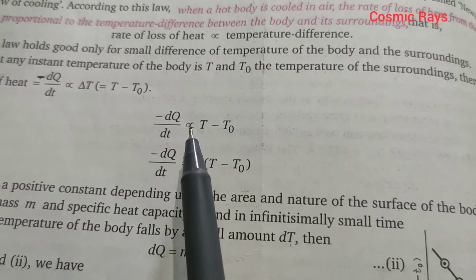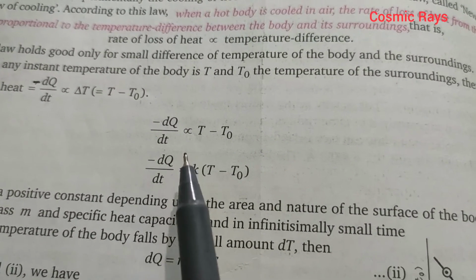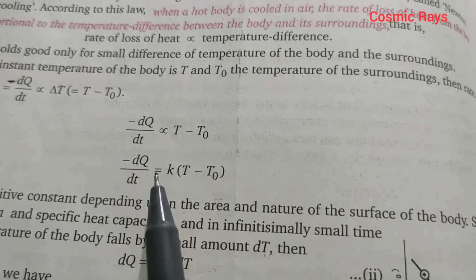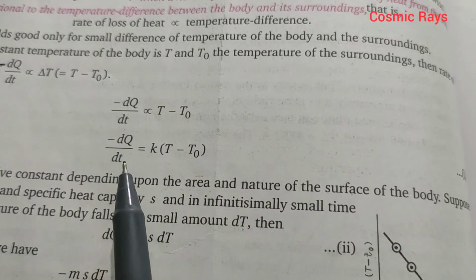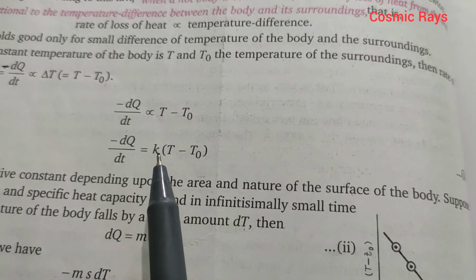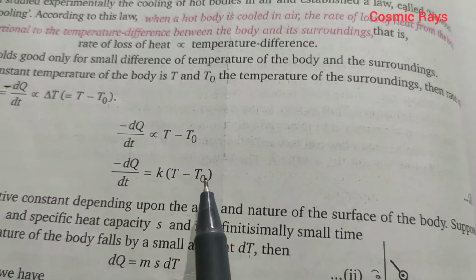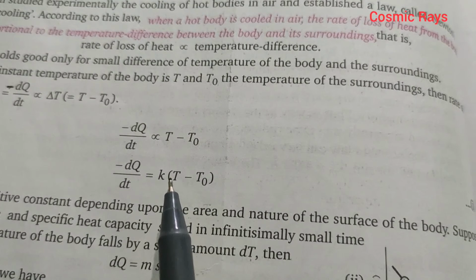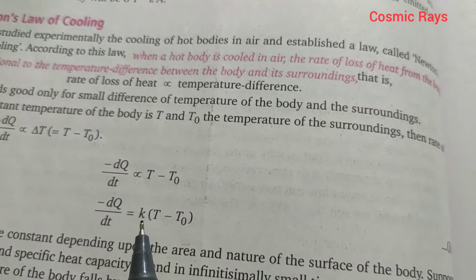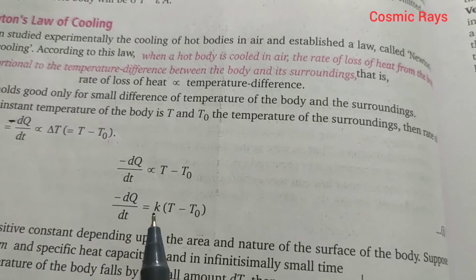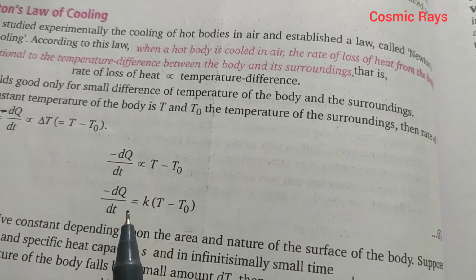So again, if we have to remove the proportionality and bring in a constant equal to sign, then we have to bring in a constant. So we write minus dQ upon dt is equal to k (T minus T naught). Now this k is a positive constant depending upon the area and nature of the surface.